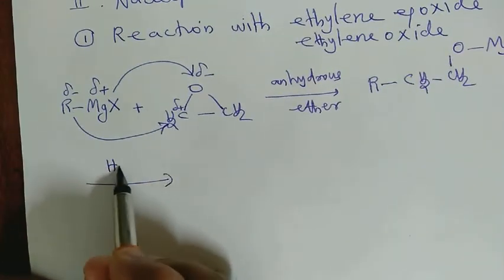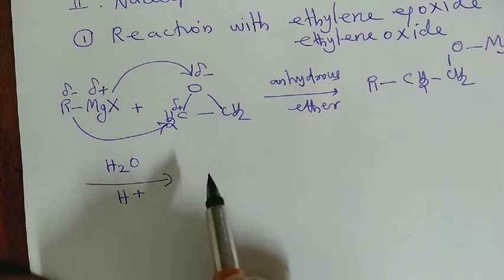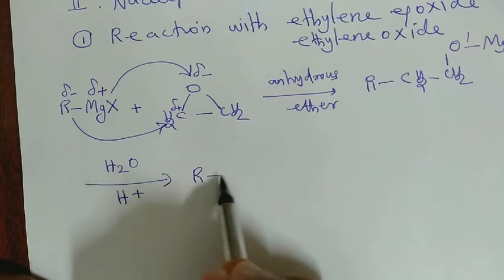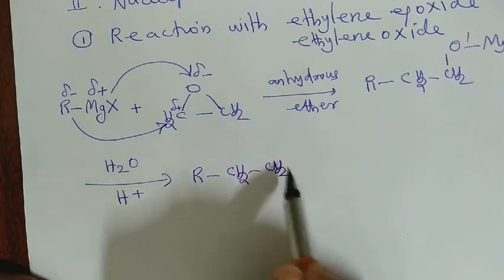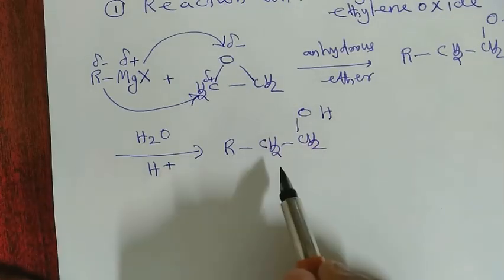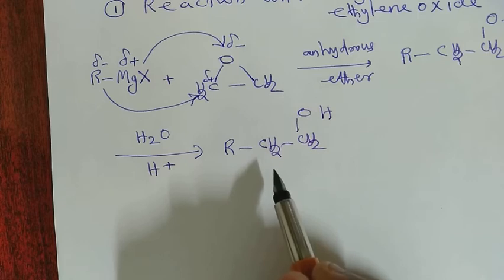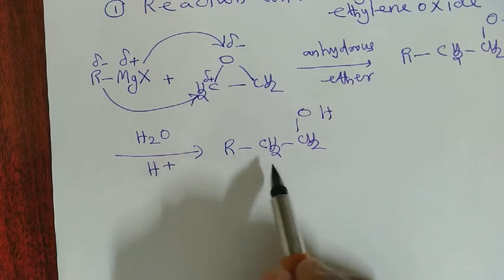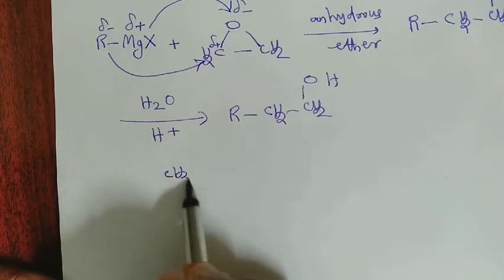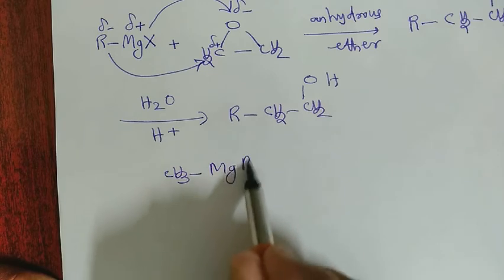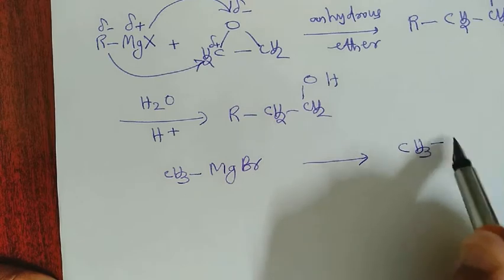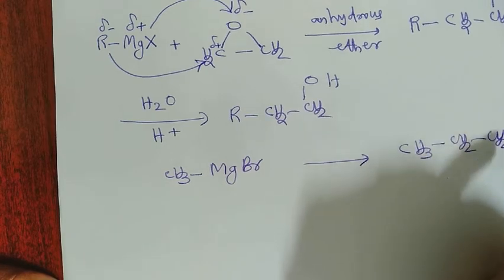This compound on hydrolysis in acid medium gives this MgX become OH, R-CH2-CH2-OH. So this reaction can be used to elongate the carbon chain by 2 carbon atoms. Methyl magnesium bromide can be converted into 1-propanol.